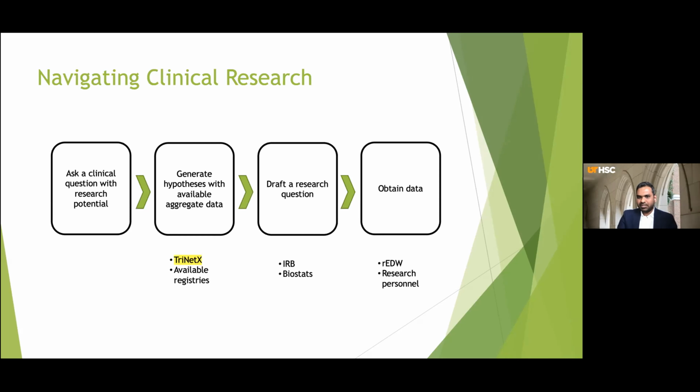Then you can submit an IRB application. Once you have the IRB approval, you can reach out to us to obtain the data from the enterprise data warehouse. We extract the data based on the data variables that are approved by IRB, and we will share that data with you in a protected Excel sheet through UT OneDrive.